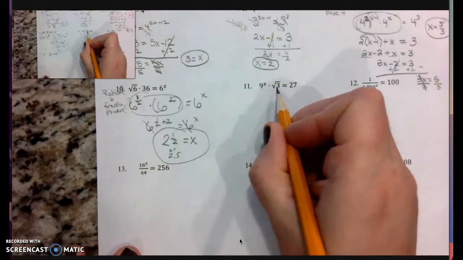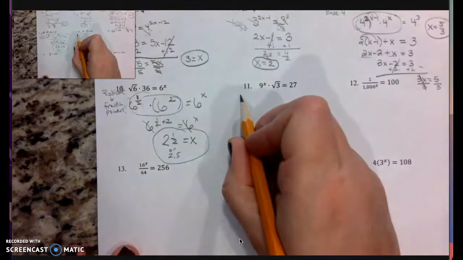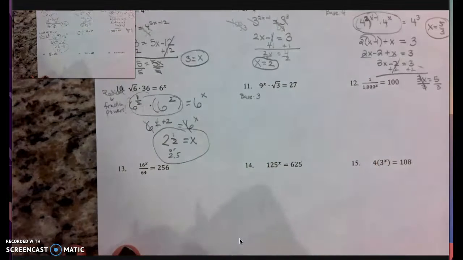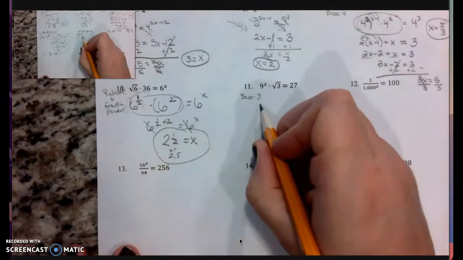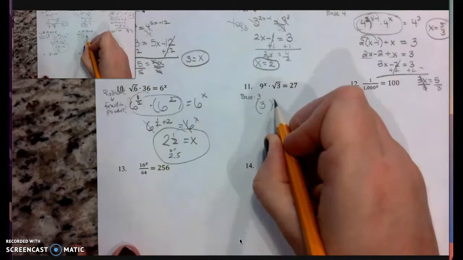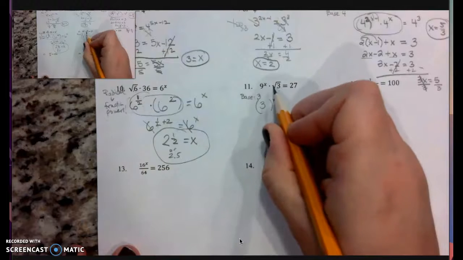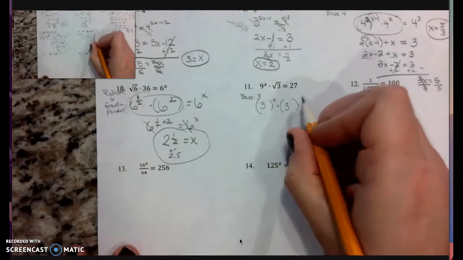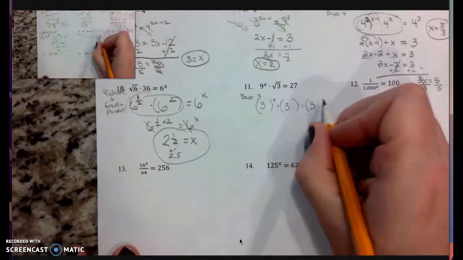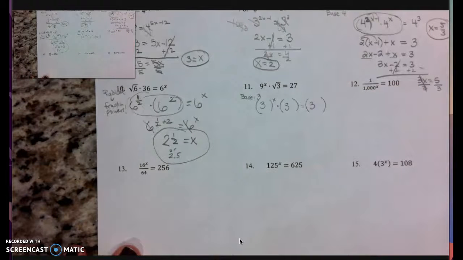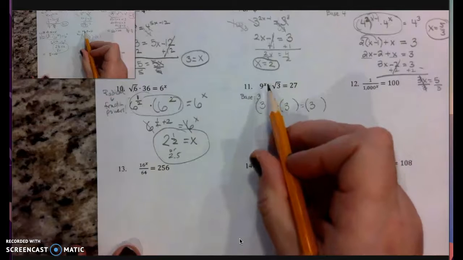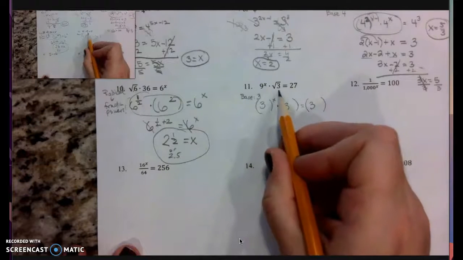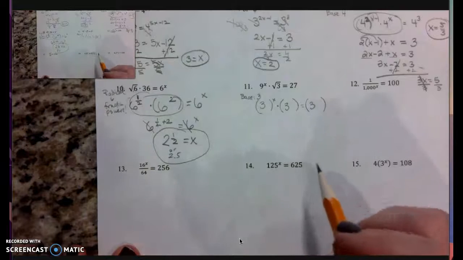So you have a 9, a 3, and a 27. So the base that you would choose here is the smallest, 3. So I want 9 to the x to be 3 to some power. I want the square root of 3 to be 3 to some power. And I want 27 to be 3 to some power. Now I put the parentheses just in case they already have a power, like the first 9 to the x already has a power. These two don't, but I just put the parentheses.